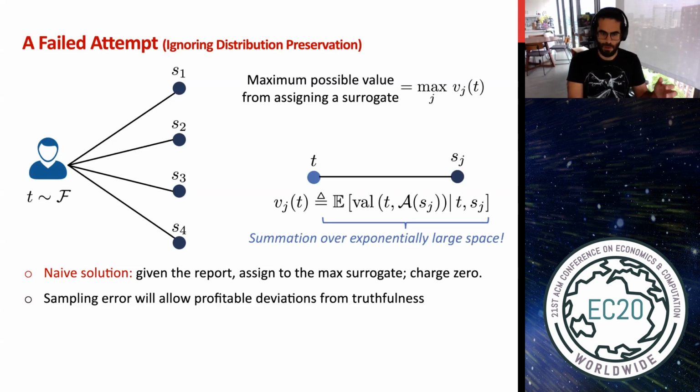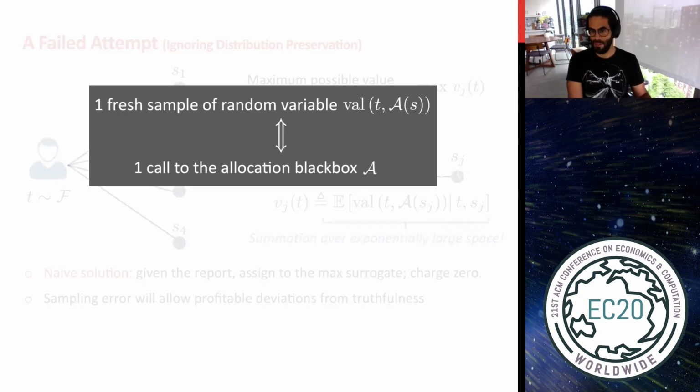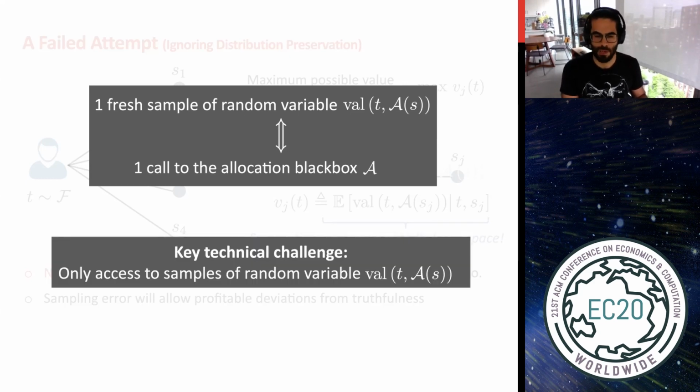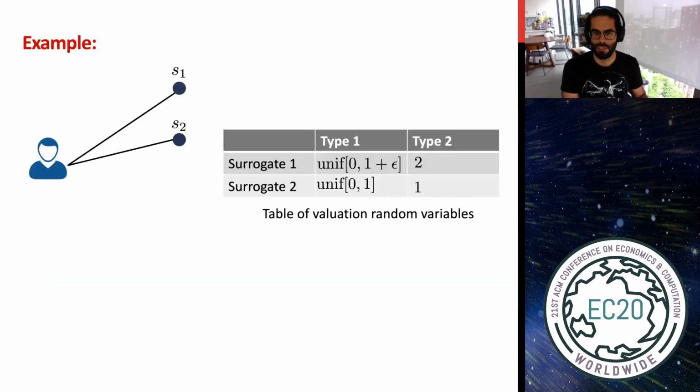But someone might say, hey, why don't you just sample from these values and then use the empirical mean? And remember, each sample is going to cost you one call to the allocation black box, but still with polynomially many samples, you should be able to get a good estimate of these values and assign the surrogate with the maximum to the agent. So here is what can go wrong. Sampling errors can cause strategic deviations.